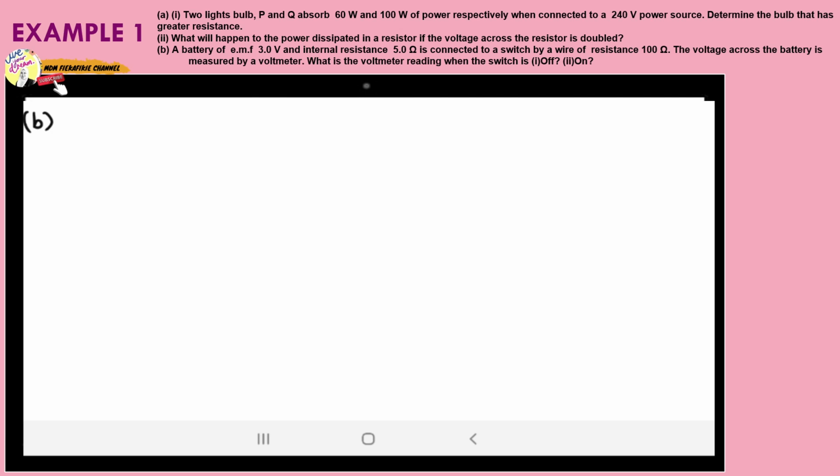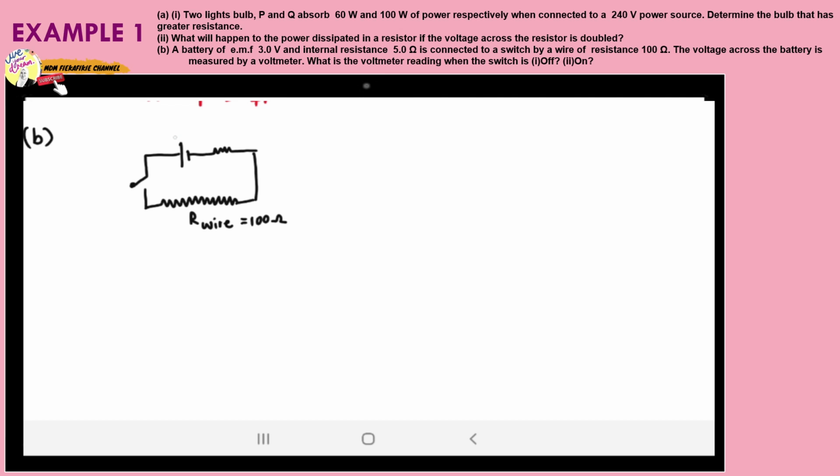Okay, so let's draw the circuit. Let's say this is the battery and this is the internal resistance, and let's say this is the switch. And let's say this is the resistance of the wire. I just put this as the R wire. So we know that the wire of the circuit has the resistance of 100 ohm. This is given by the question.